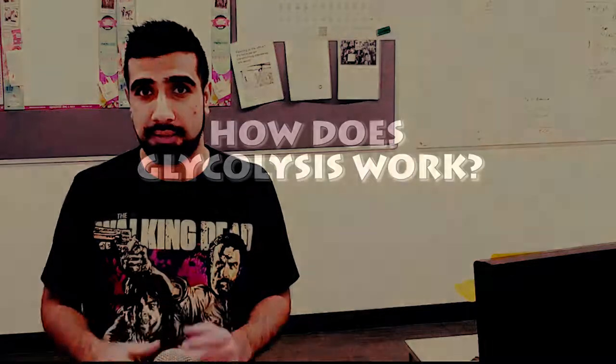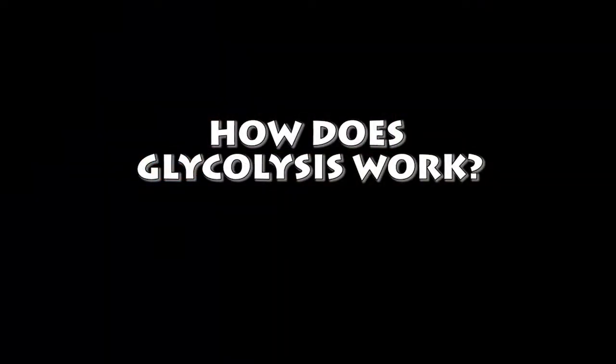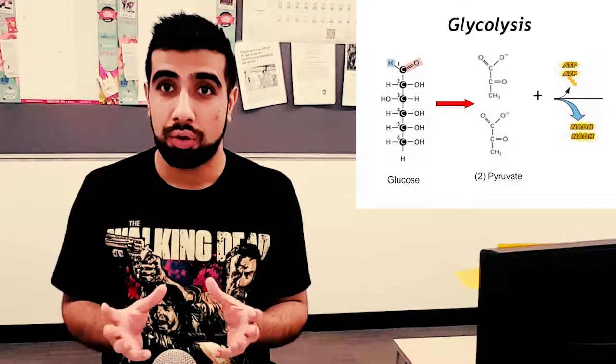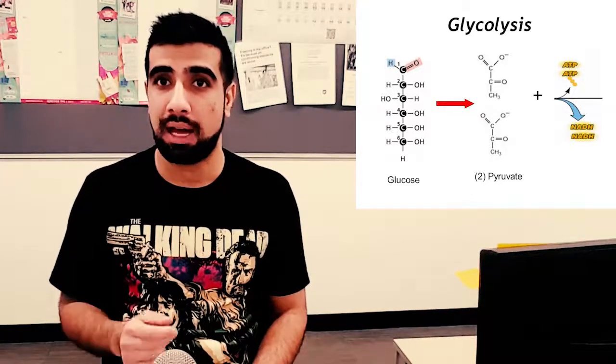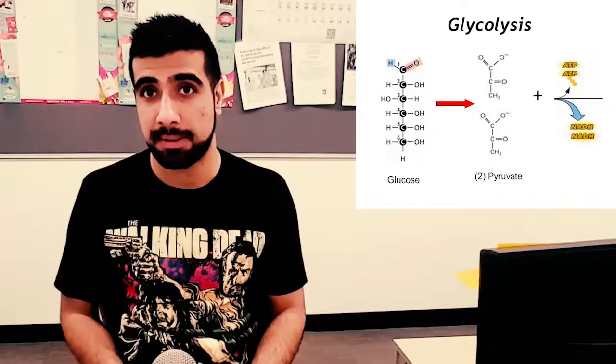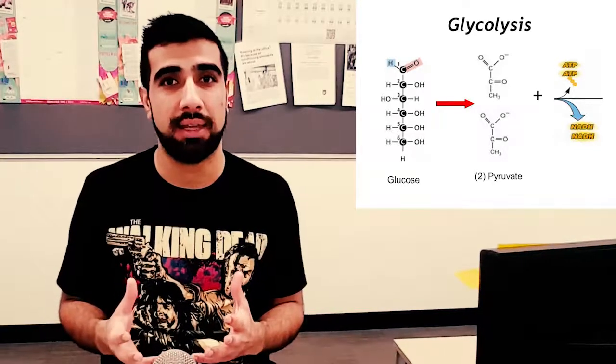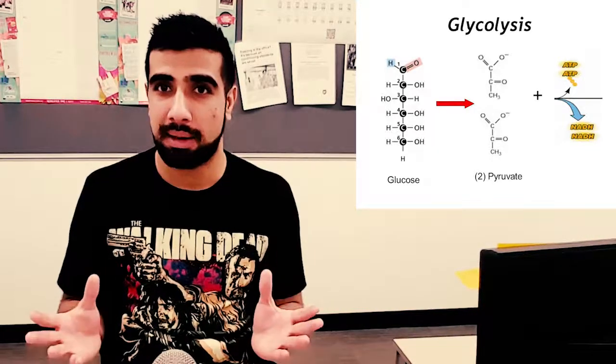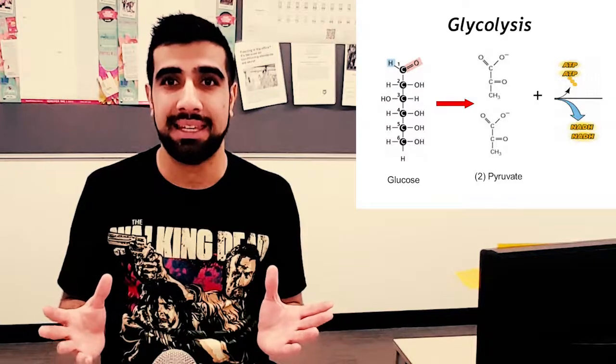There are two processes that are involved, that is glycolysis and the citric acid cycle. In this video, we're going to focus specifically on glycolysis. Glycolysis literally means the breakdown of sugars. In glycolysis, we break down glucose into 2, 3-carbon chains of pyruvate. And in the process, we generate ATP, which is the battery we want, but also NADH.